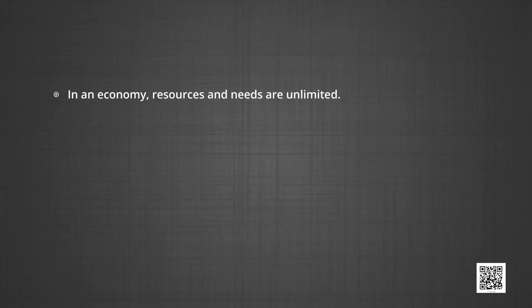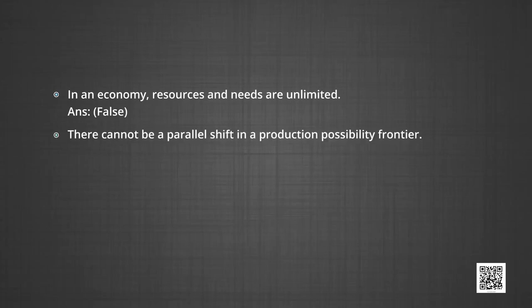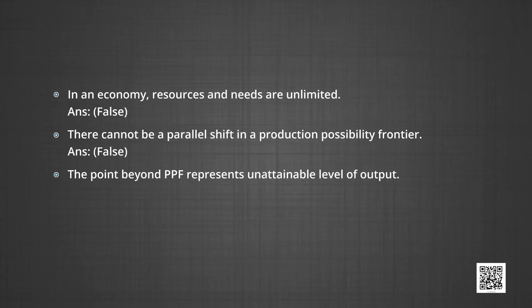So we will use a small exercise to figure out if we've understood all the concepts we've discussed so far. State whether the following are true or false. A, in an economy, resources and needs are unlimited. True? Answer, not true, false. B, there cannot be a parallel shift in the production possibility frontier. True? Not true, false. C, the point beyond a PPF represents unattainable levels of output. True or false? True.